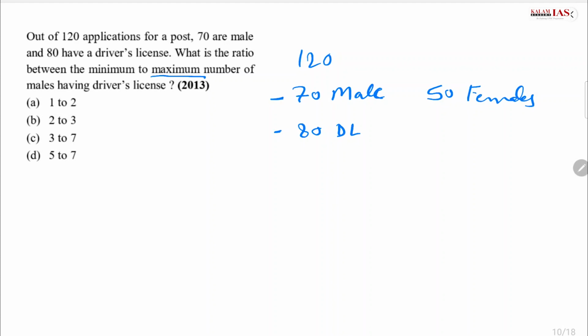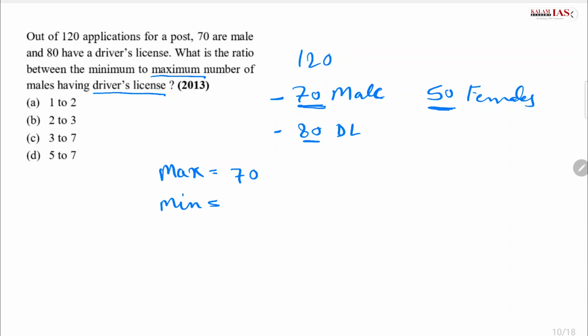They are asking the ratio between the minimum to maximum number of males having a driver's license. Maximum will be when all the males have a driving license. Since there are 70 males and 80 people have a driving license, all 70 can have a driving license and 10 females will have the remaining licenses. For the minimum, there are 70 males and 50 females.